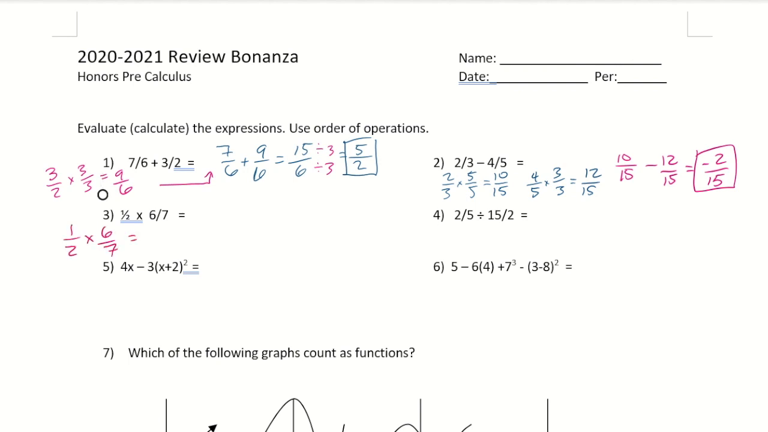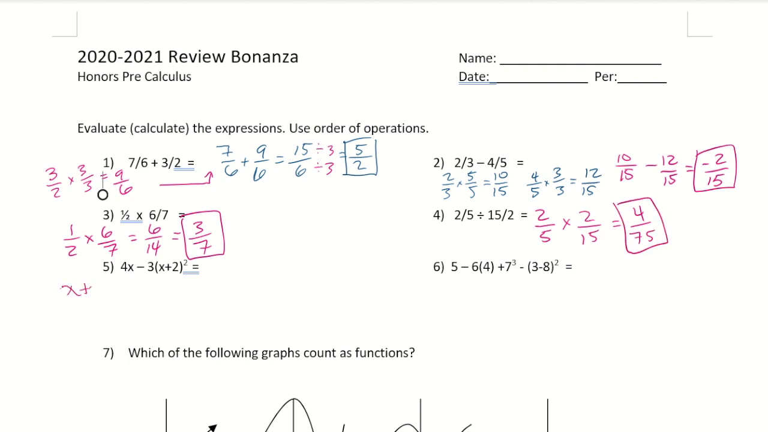1/2 times 6/7. You can multiply this out and you get 6/14. You can also think of it as half of 6/7 is 3/7. 2/5 divided by 15/2. So when you divide fractions, you just flip one and then you multiply them.